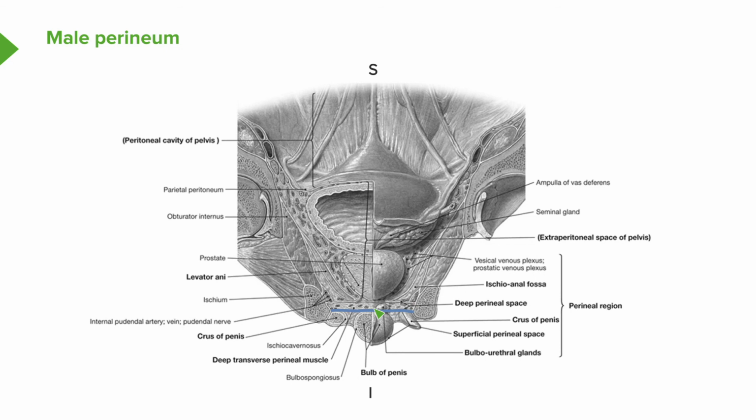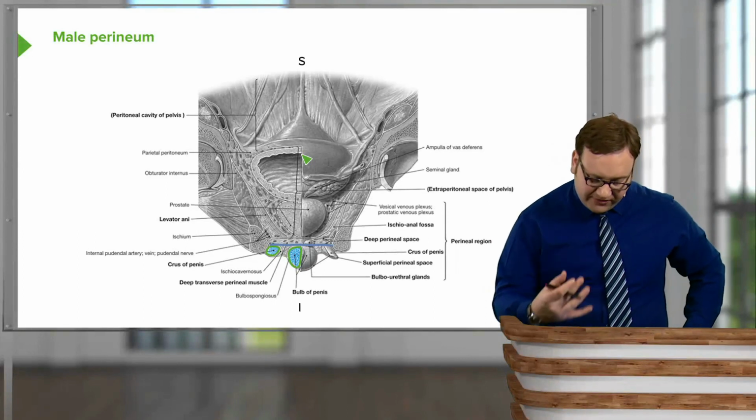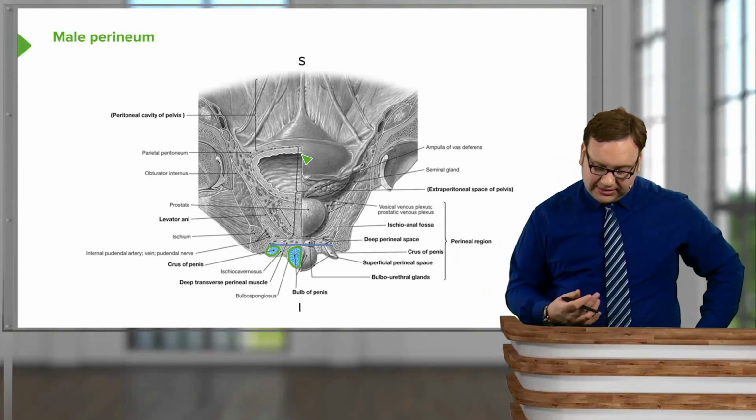Superficial to the perineal membrane, we now find we have the crus of the penis and we have the bulb of the penis. These two making the root. We can see surrounding the crus of the penis, this erectile tissue, we have ischiocavernosus, and surrounding the bulb of the penis, we have bulbospongiosus. And these are located within the superficial perineal space.